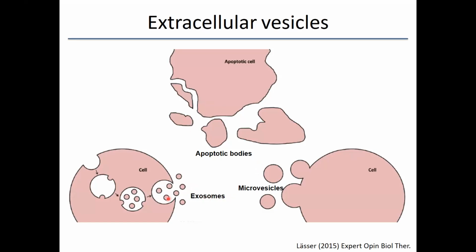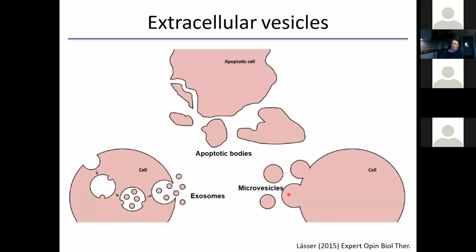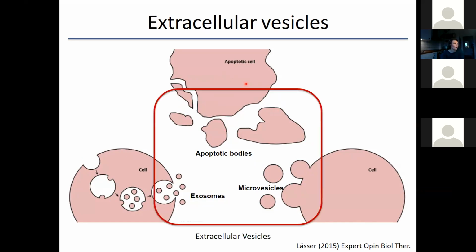And there are a bunch of different ones. So we have this smallest one, the exosomes, that are formed through the multivesicular body. So it has intraluminal vesicles, and when it fuses with the plasma membrane, these are released. We also have the microvesicles. They're a little bit larger. They are budding off from the plasma membrane, but also dying cells will shed off apoptotic bodies. And together we call these extracellular vesicles.